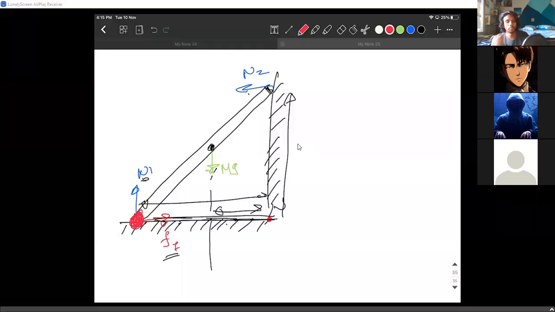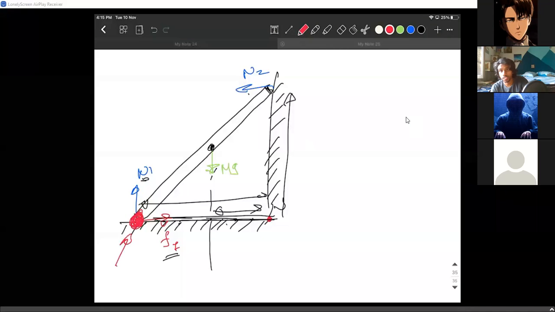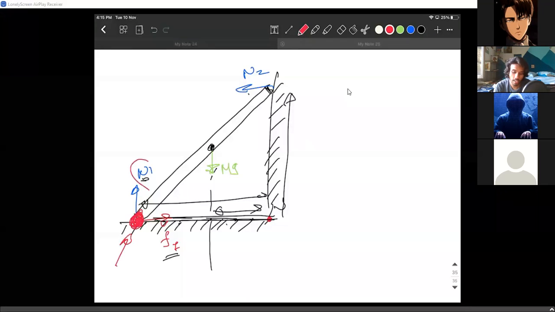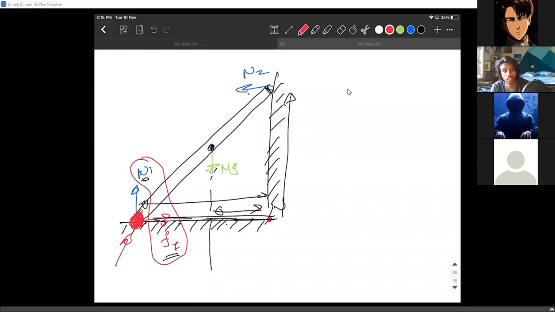Can somebody tell me why I'm choosing this specific point to write the torque? Raise of hands, please. There's a reason why I'm choosing that specific point. Why? So you can cancel out N1 and F1. Yes, we can ignore the torques because of them.